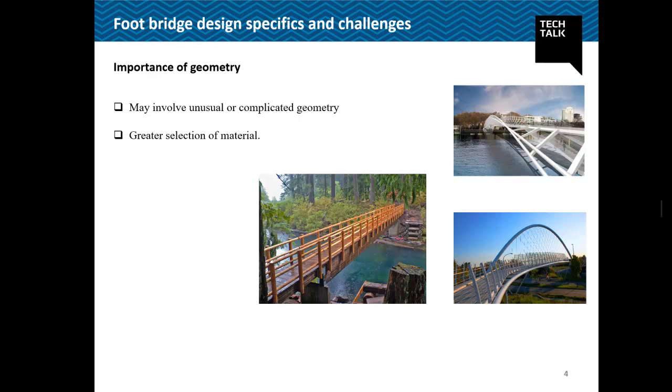This type of complex geometry involves complex analysis as well. Coming to the second part, a large variety of materials are used for the construction of footbridges, starting from masonry, stone, steel, concrete, and timber. All these types of materials are used in the construction of footbridges, so that is also a challenge. We need to consider the types of materials for the footbridge design. Moving on.